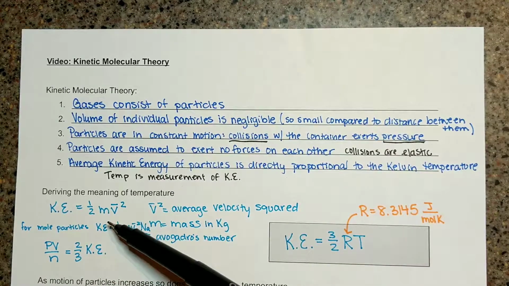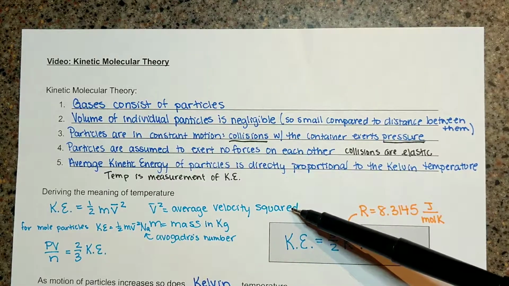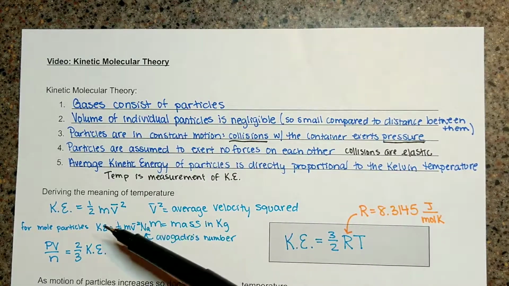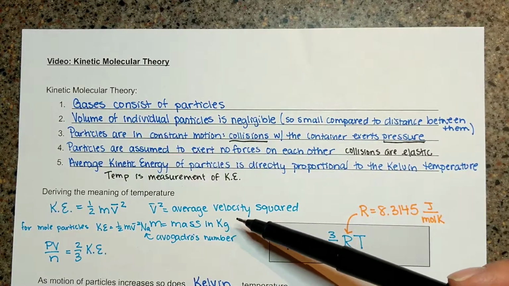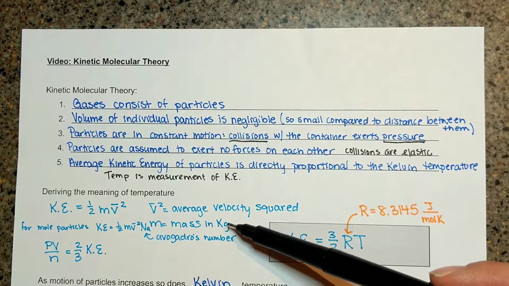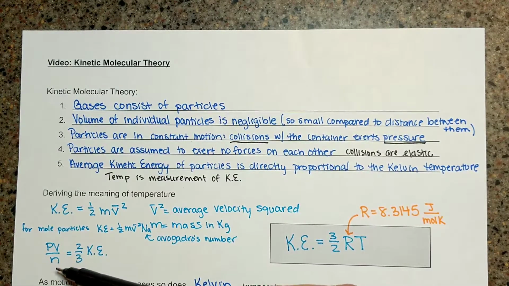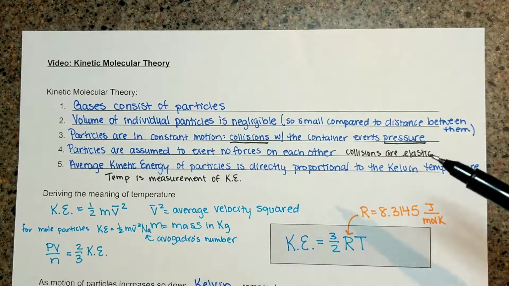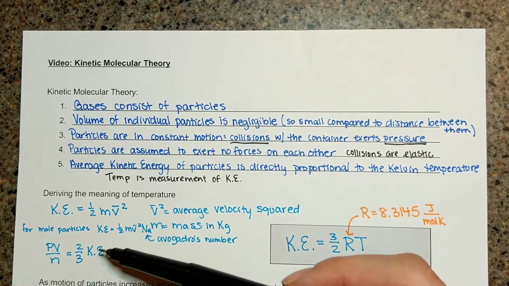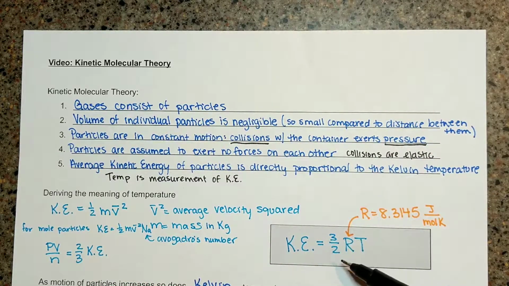When we look at these variables, v squared is our average velocity squared, and m for this instance is mass in kilograms. So that's something we haven't used much. We usually use grams, so it's important to note that this mass is in kilograms. You can also look up and find that the pressure times the volume divided by moles is equal to 2/3 times the kinetic energy. When we set these equal to one another, we find that kinetic energy is equal to 3/2 R, which is our gas law constant, times temperature.